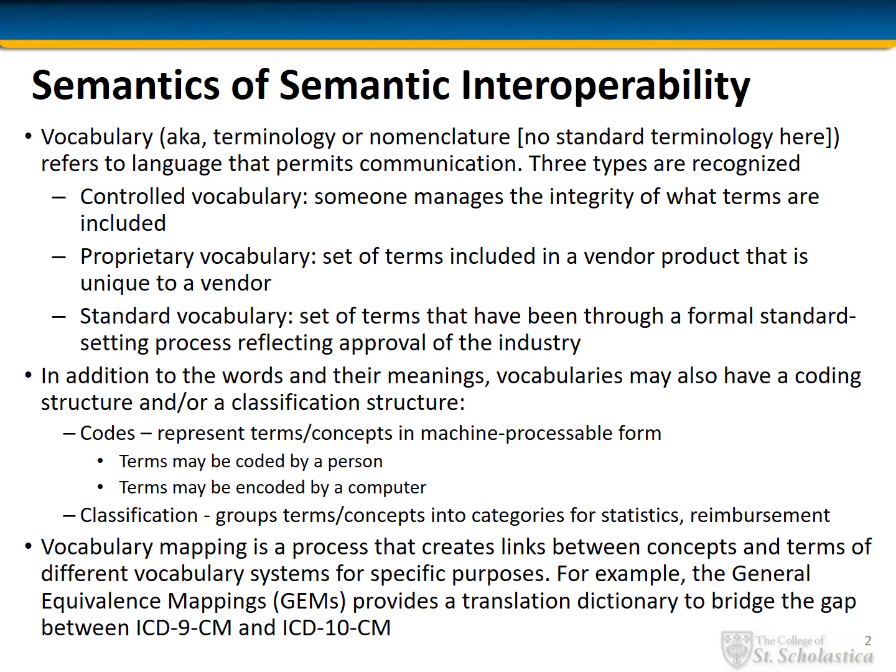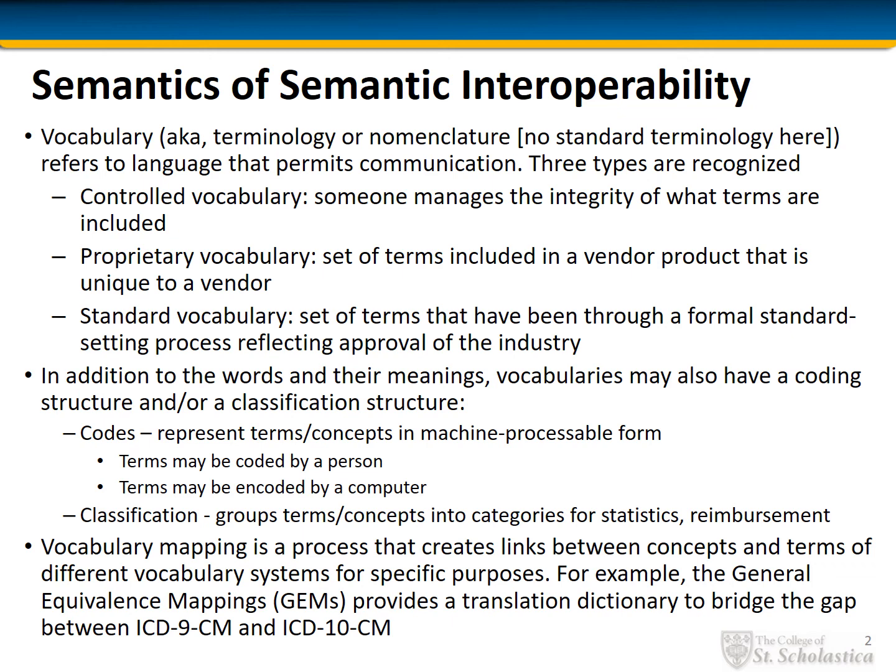The federal government also has the General Equivalence Mappings, or GEMs, that provide a translation dictionary to bridge the language gap between ICD-9-CM and ICD-10-CM. In addition, vendors may use proprietary dictionaries of terms that have been mapped to ICD and/or SNOMED. An important consideration in mapping, however, is how accurate the map can be. Even with the best techniques, a one-to-many or many-to-one mapping requirement will never result in perfect mapping.